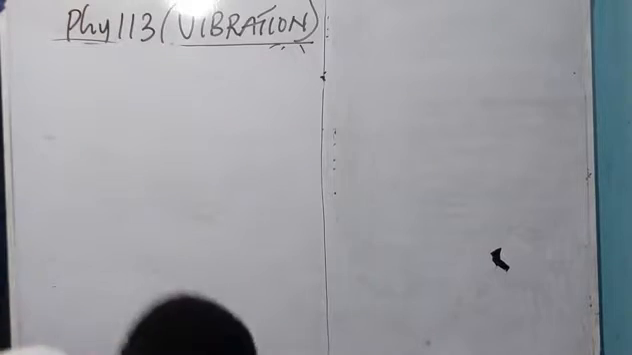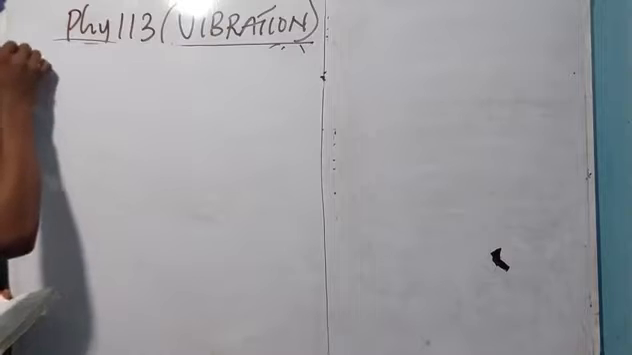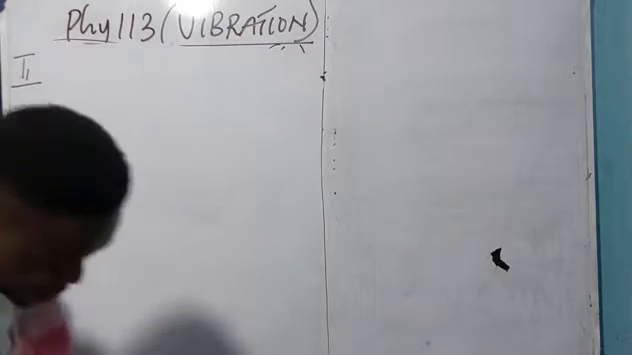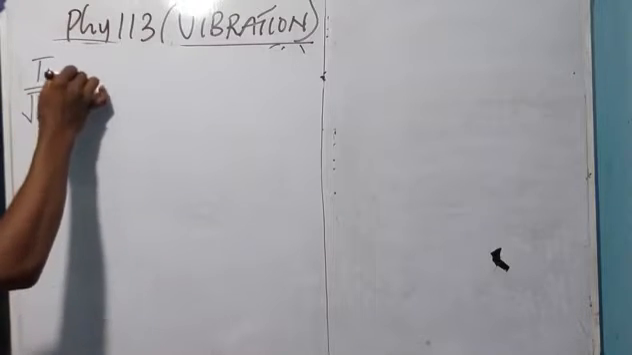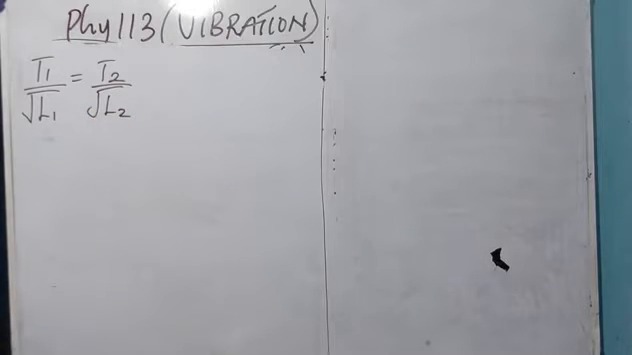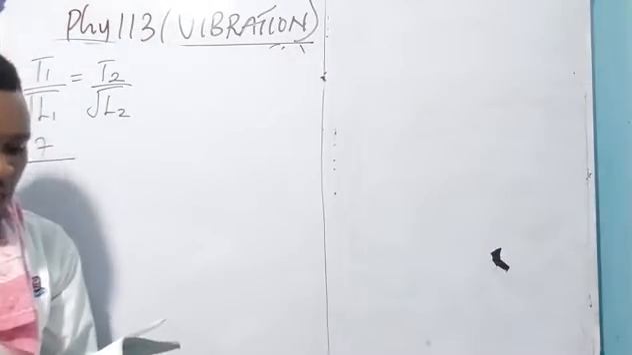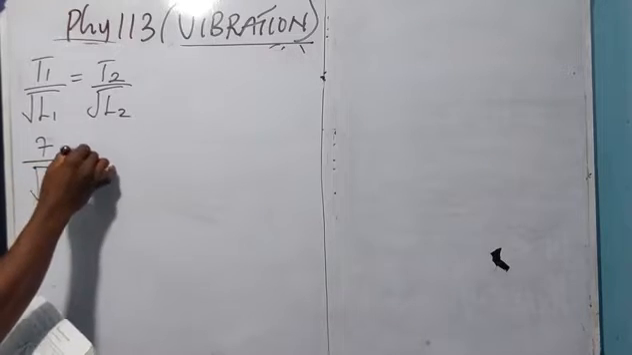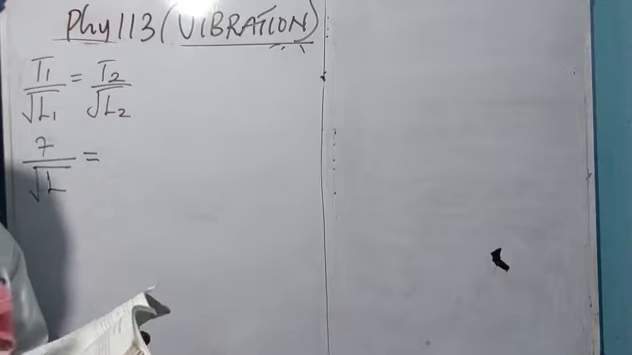Let me read it. A simple pendulum has a period of 7 seconds, which means that T1 is 7. I gave us the formula as T1 over the square root of L1 equals T2 over the square root of L2. Don't forget this formula. The length wasn't given, so you say square root L. When the length was shortened by 1 meter, the period is 6 seconds.